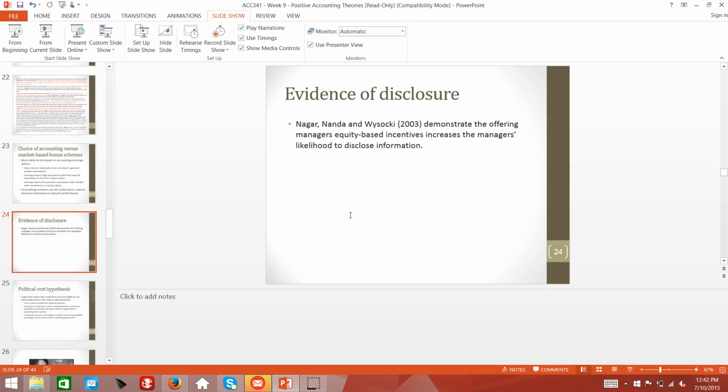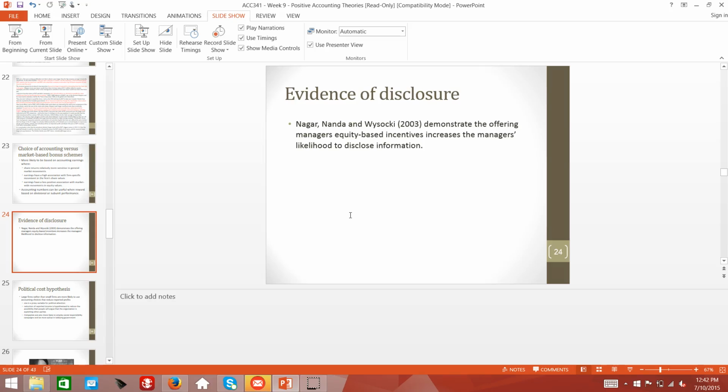So what have the researchers found? Offering managers equity-based incentives increases the manager's likelihood to disclose information. So what did we learn in our earlier topics? If a firm goes out to the marketplace, announces that it's going to make a good profit this year, the share price goes up. If it says it's going to make not so good a profit, the share price goes down, but not to the same extent as if they made no declaration at all.